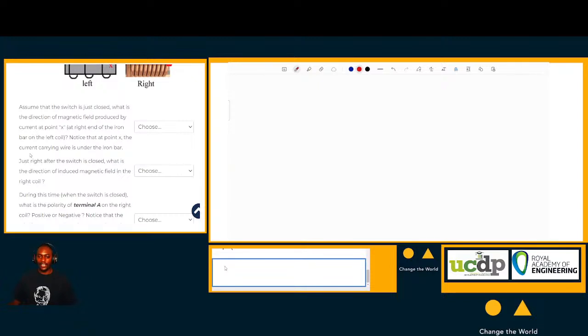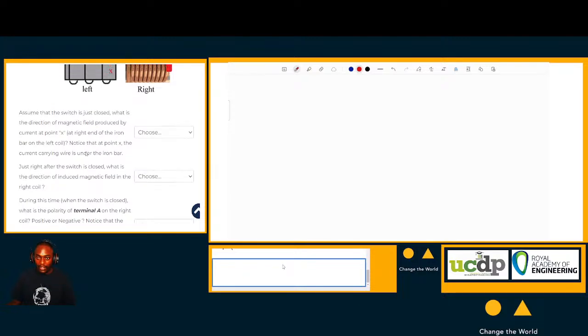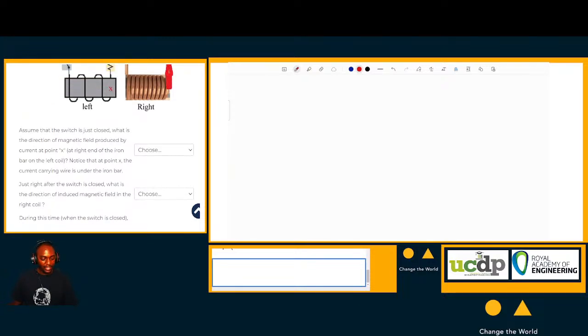Notice that point X, the current carrying wire, is under the bar. So can you see point X? I hope you can see point X there. Yes, can you repeat your question? So I'm showing the question now. Can you see it? It says at point X, can you see point X? What would be the direction of the magnetic field produced by the current? We want to know the direction of the magnetic field at point X.